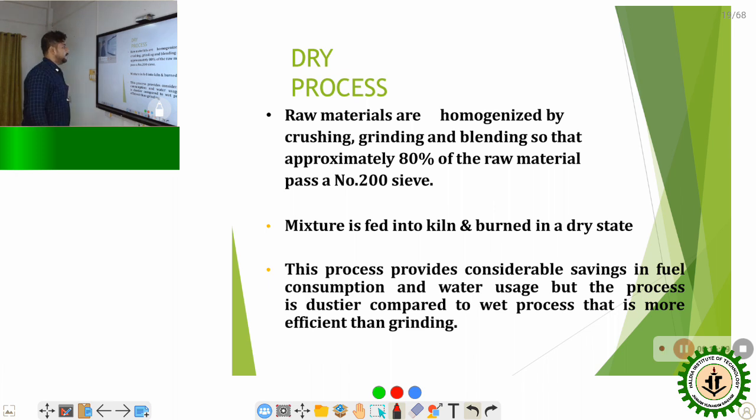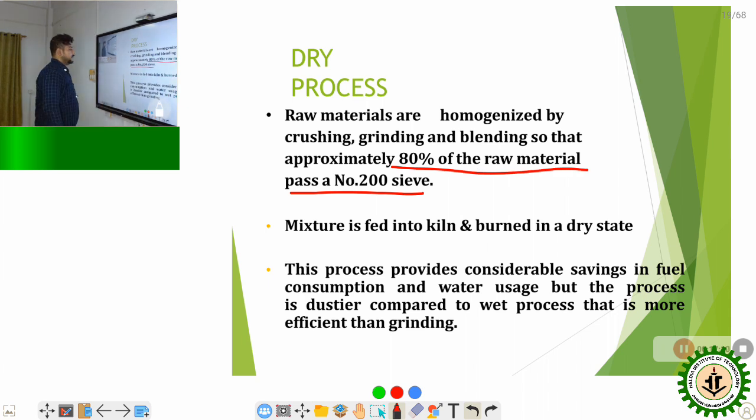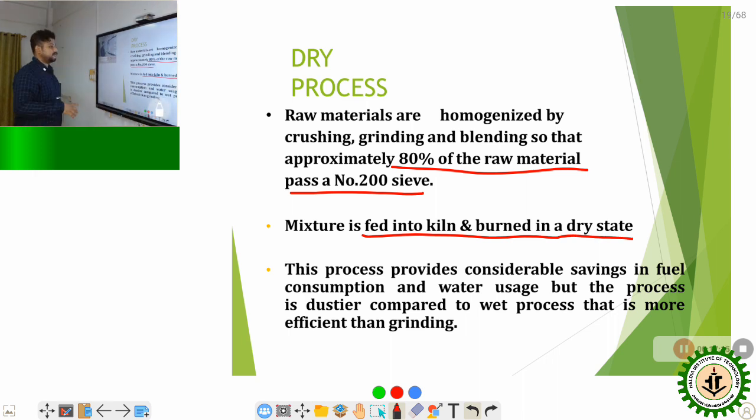And the dry process: the raw materials are homogenized, crushed, ground and blended. Approximately 80% of the raw materials pass through a 200 sieve, and the mixture is fed into the kiln. The difference is that in the wet process we mix it with water, 30 to 40%, and make a slurry, but in the dry process we don't mix water and don't make it a slurry.